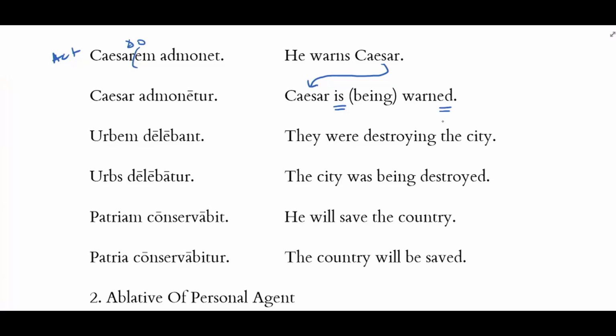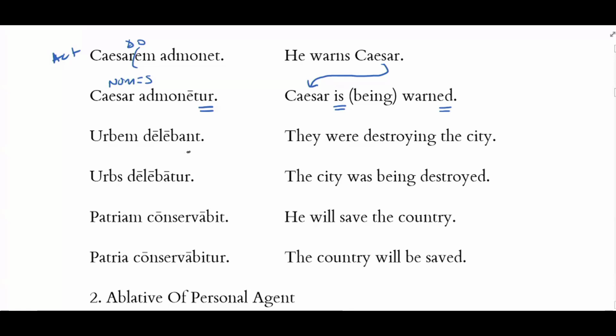Okay, and if it's future passive, it's will be warned. All right, but the direct object of the active sentence becomes the subject of the passive sentence. So here, Caesar is nominative because it's the subject, and now I have this passive verb form, admonetur, right? Caesar is warned or Caesar is being warned. Okay, so that's third singular passive.